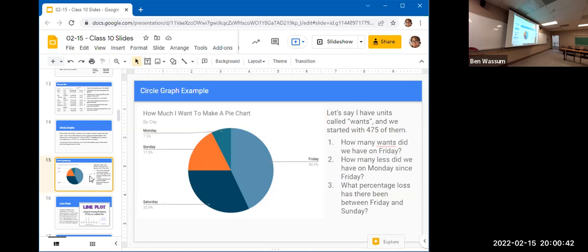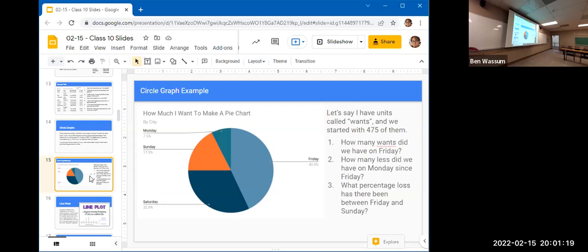So let's say I have units called watts. Now I made up this random unit because I realized that I have percentages here, but I didn't have percentages of anything, right? Anyway, if I have 43% of how much I wanted to do something, what does that mean? That doesn't mean anything. So I made up a unit. I have units called watts. I'd say I started my weekend with 475 of these units. So how many of these did we have on Friday?